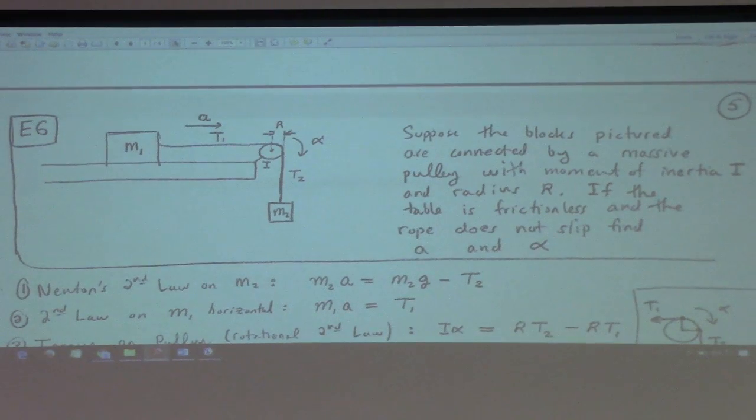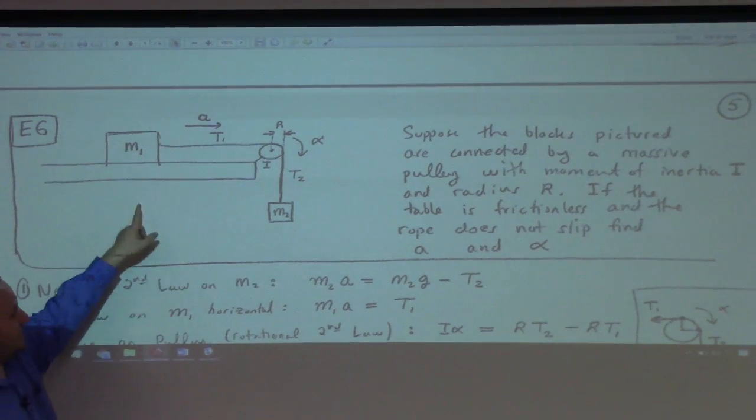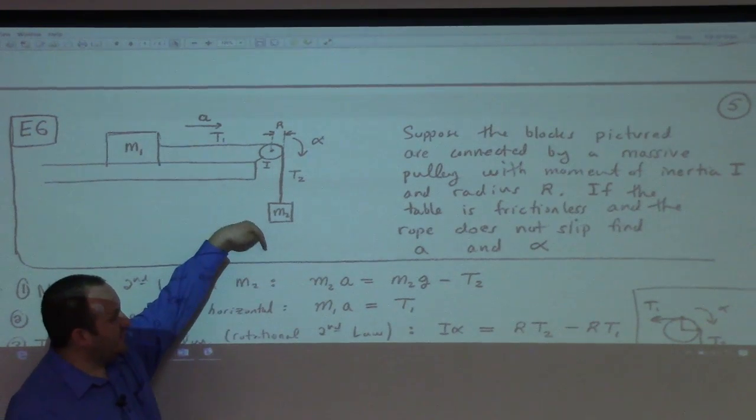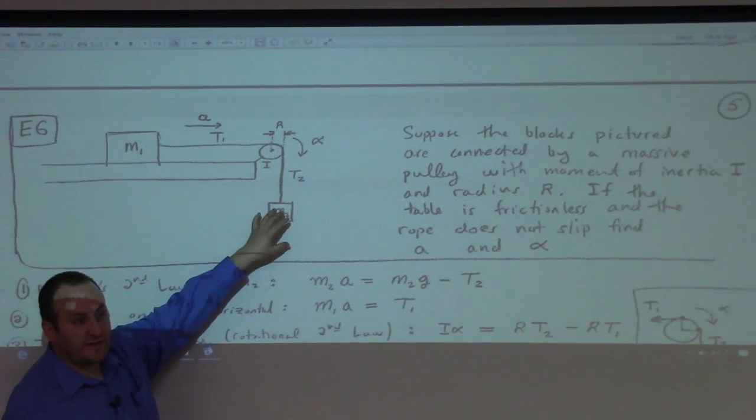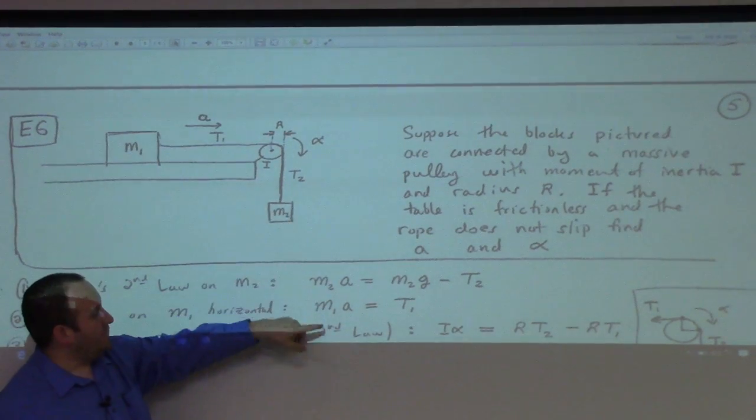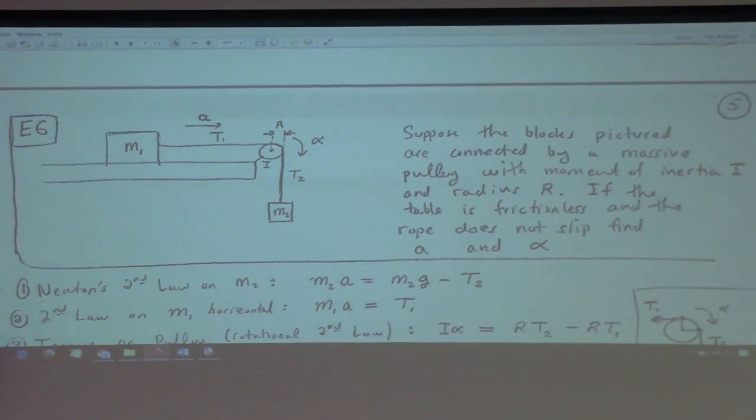That's one way you could solve this kind of problem. The other way you could think about solving this sort of problem would be to study the dynamics, which is what I'm doing here. Like, what's Newton's second law on M2 rather? M2A is M2G, right, minus T2. That's just the Newton's second law on M2. Everybody with me? How about this one? On M1, you just have M1A is equal to T1.